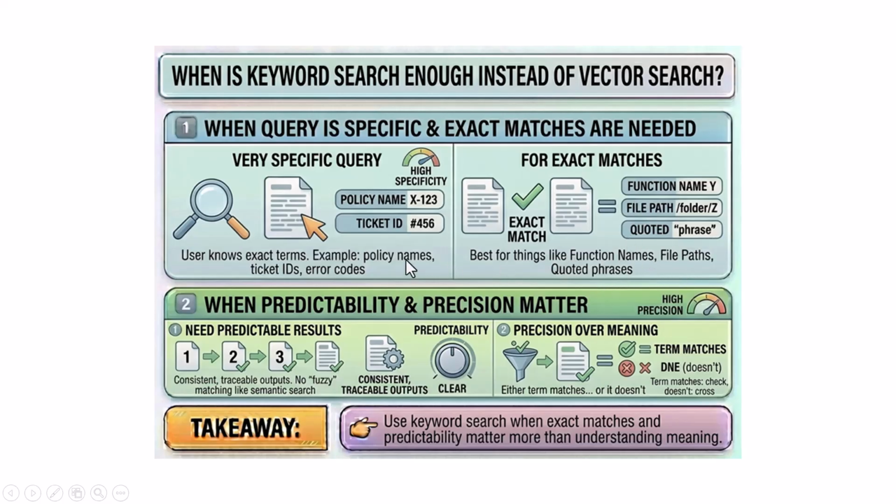And another use case when keyword search is best is when you need predictable results. That is, keyword search gives consistent, traceable outputs and no fuzzy matching like semantic search. Another one is when precision matters more than meaning. That is, you need the exact term matches. Okay. So the takeaway is use keyword search when exact matches and predictability matter more than understanding meaning.